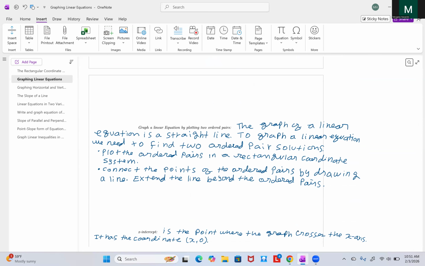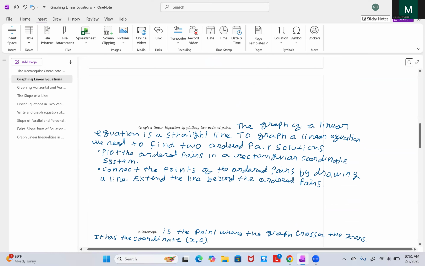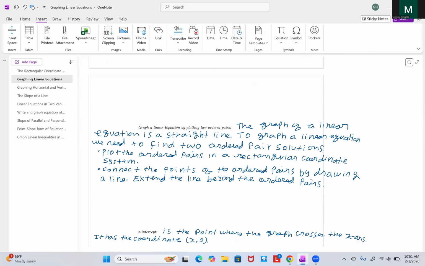Graph a linear equation by plotting two ordered pairs. The graph of a linear equation is a straight line. To graph a linear equation, we need to find two ordered pair solutions. Then plot the ordered pairs in a rectangular coordinate system, and connect the points by drawing a line between the ordered pairs. Then extend the line beyond the ordered pairs.